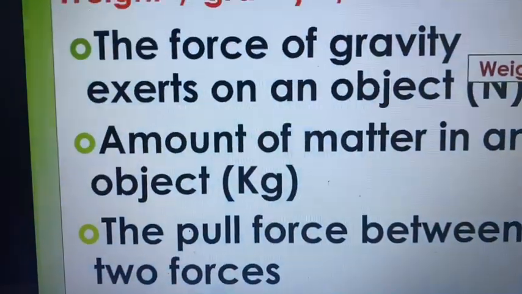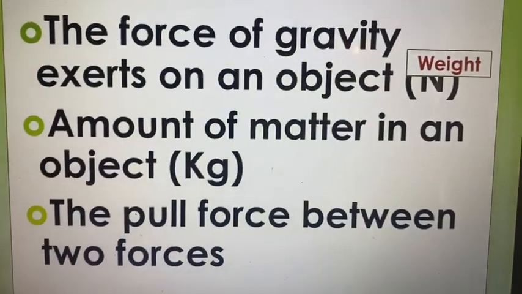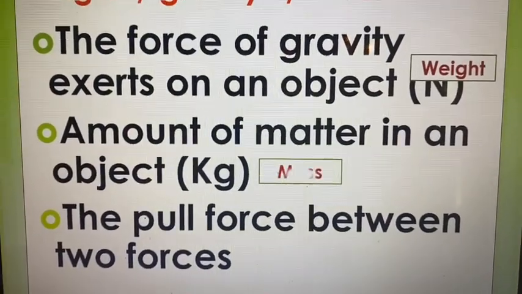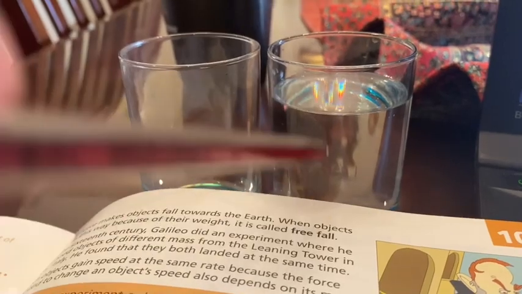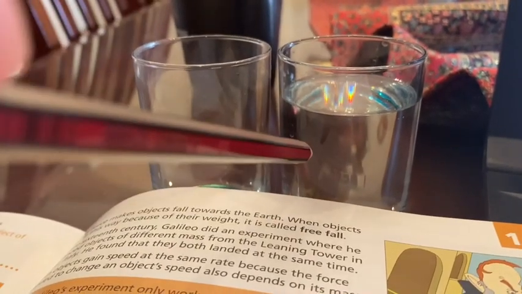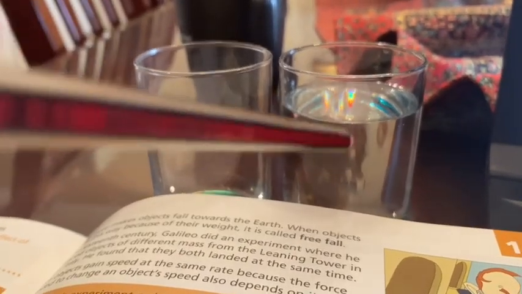Okay? Amount of matter in an object is called the mass. Here, which of these has more matter? Which of them is heavier? The filled one, because there is more matter inside of it. Okay, so this is mass. How much mass?